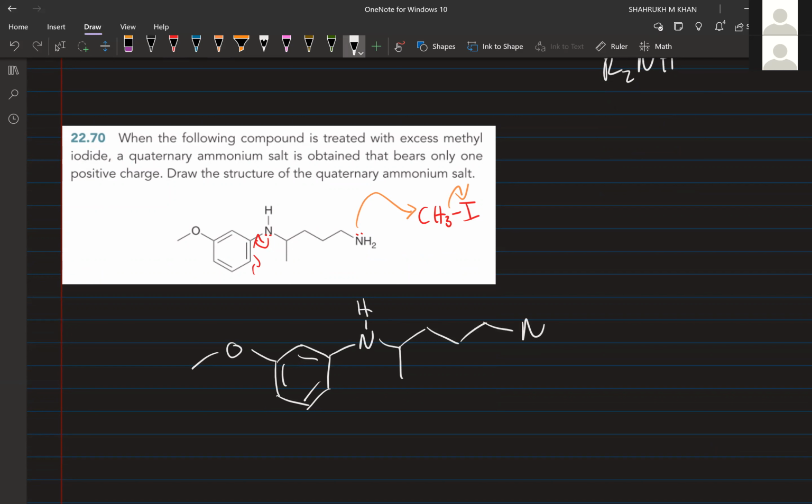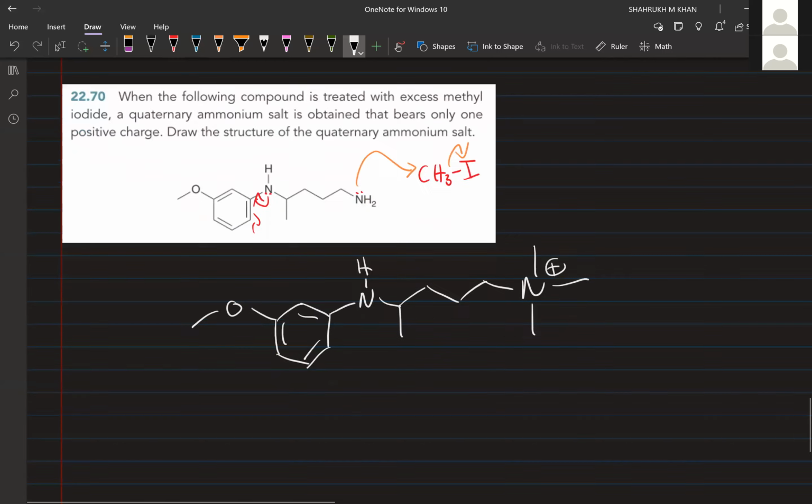How many methyl groups are going to be on this nitrogen for the final structure of the quaternary ammonium salt, not after this one reaction? 3. Because a quaternary ammonium salt must have 4 alkyl groups, and the gigantic chain is 1, so you have 1, 2, 3. Don't forget the positive charge, because it doesn't have a proton anymore. It has 4 alkyl groups, so that'll be your final product.